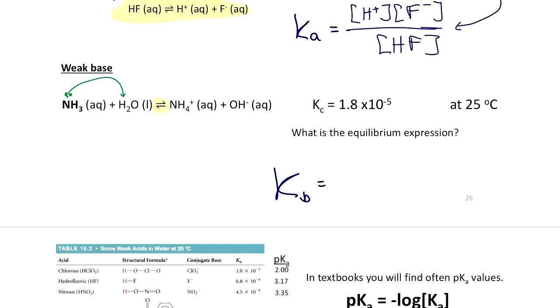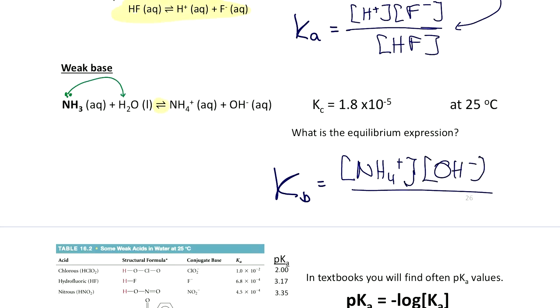This is the Kb expression for ammonia, because it's ammonia acting like a base, accepting a proton. Just like before, what is the K expression for this reaction? The concentration of NH4+, which is a product. What's the other product? OH-, over NH3. Anything else in the denominator? Do I put water? No, you don't, and that's it. So that is the Kb expression for ammonia acting like a base.